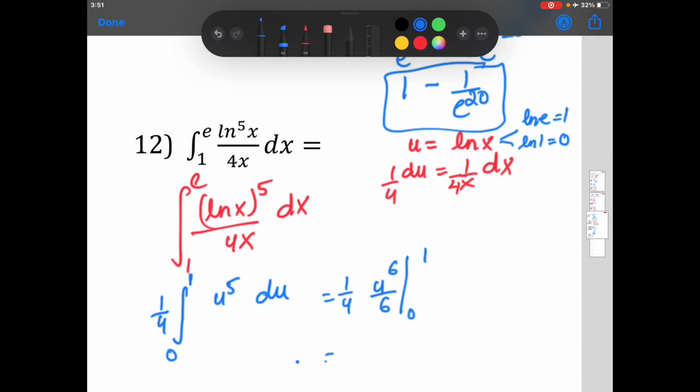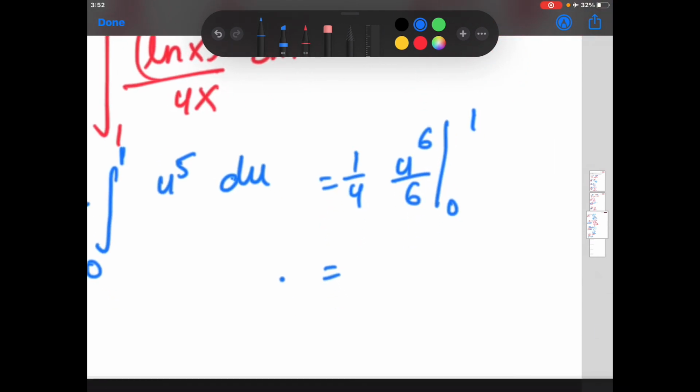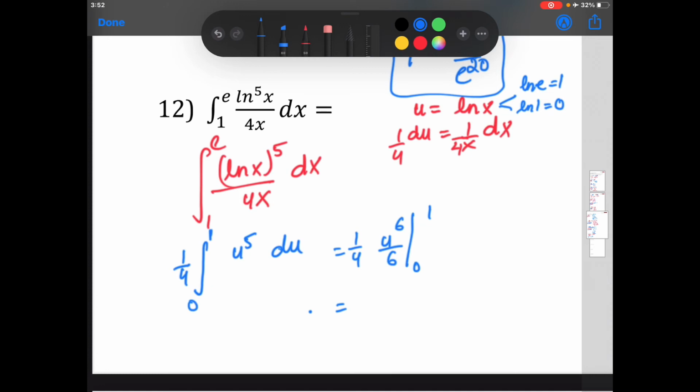So I don't have to substitute my x back in, remember, because we already determined my u bounds. I'm no more using the x bounds, which were 1 and e, right? So I'm going to do the top bound minus the bottom. So 1/4 times 1 to the 6th over 6 minus, I can rewrite it as actually 24. This would be just 0. So this is 1 over 24.